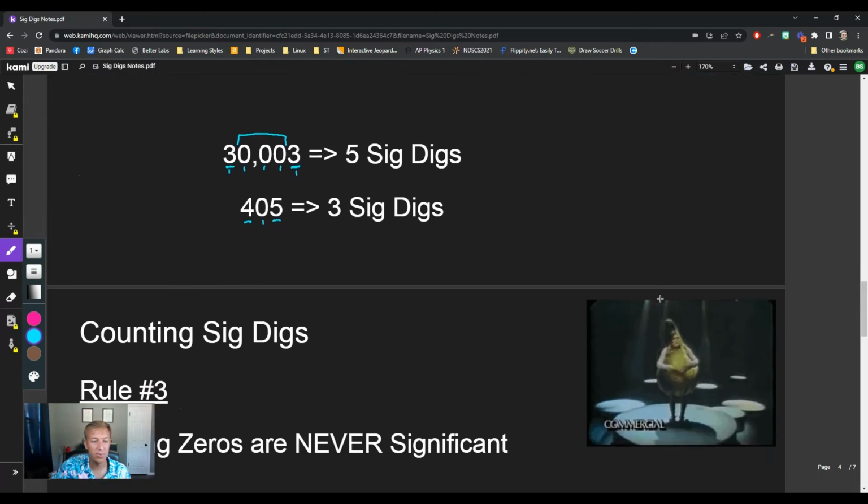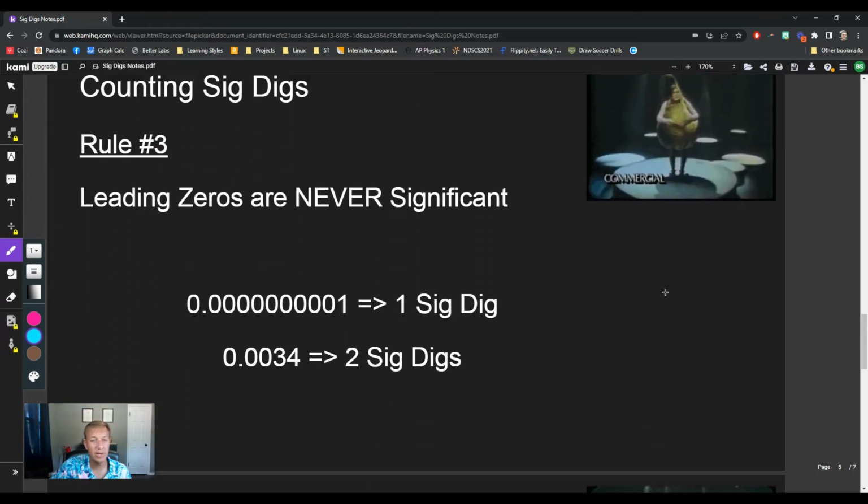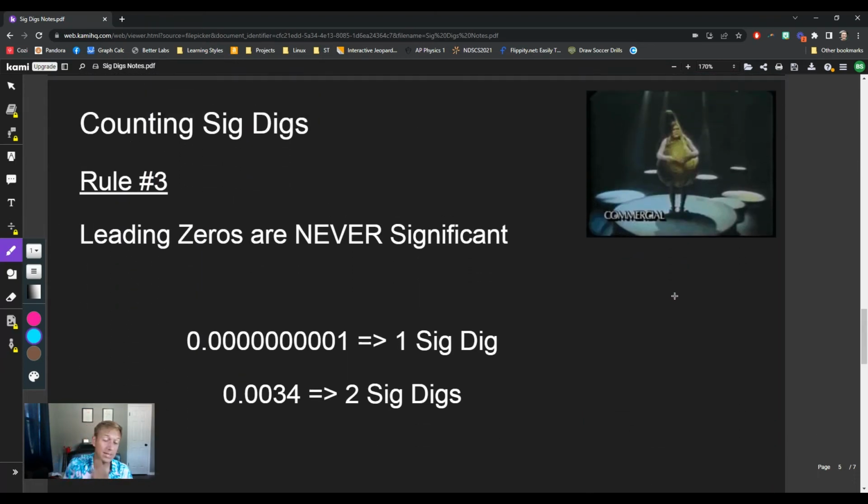Let's take a look at rule number 3. I kind of briefly mentioned this before. Leading zeros are never significant. So any zero that is out in front of a number is not significant. Doesn't matter how many there are. All of these zeros there are not significant. These 3 zeros are not significant. That 1, that 3, and the 4 are the significant digits in this case.